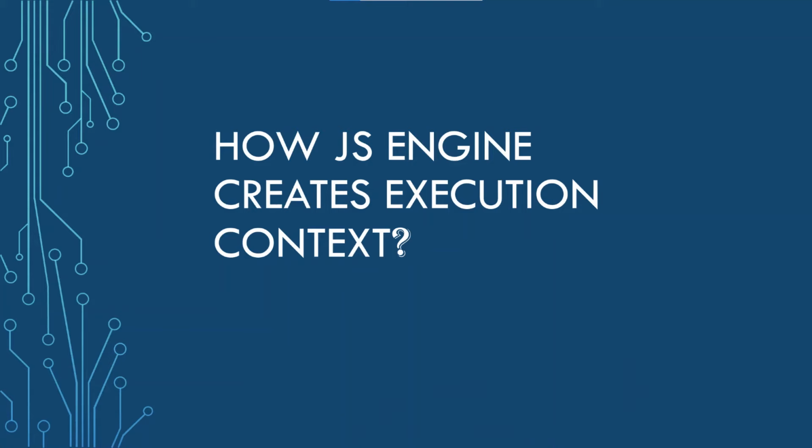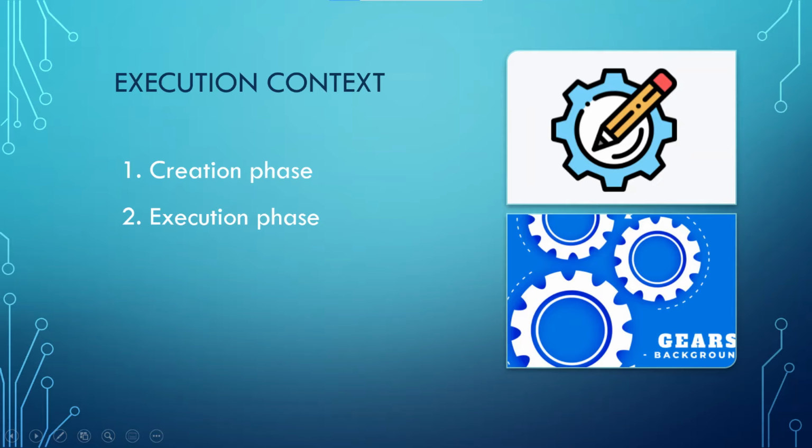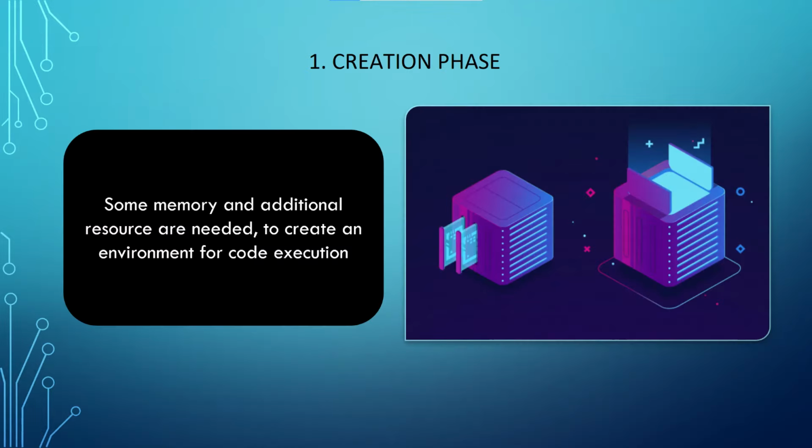All the JavaScript code runs inside the execution context. The JS engine performs the following two steps while executing any code. First step is the creation phase and the second step is the execution phase.